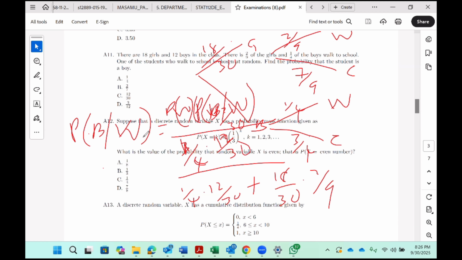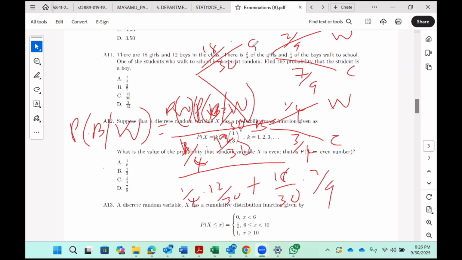Yes, we are in question 12. The question is here. There are 18 girls and 12 boys in a class. 2 over 9 of the girls and 1 over 4 of the boys walk to school. So that's what we have here.